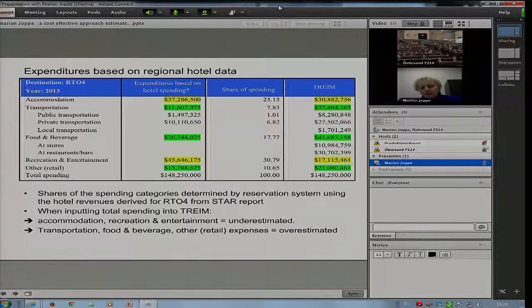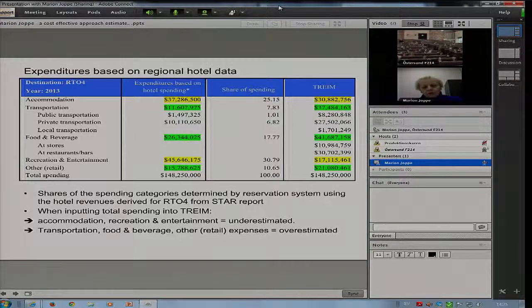And when we put that into TRAME, very similar to the original table I showed you, accommodation is underestimated, whereas transportation and food continues to be overestimated. Recreation and entertainment is underestimated, and other retail is overestimated. So the findings really confirm what we found based on the survey and just building it from the ground up based on the overnight accommodation of which we are very certain.